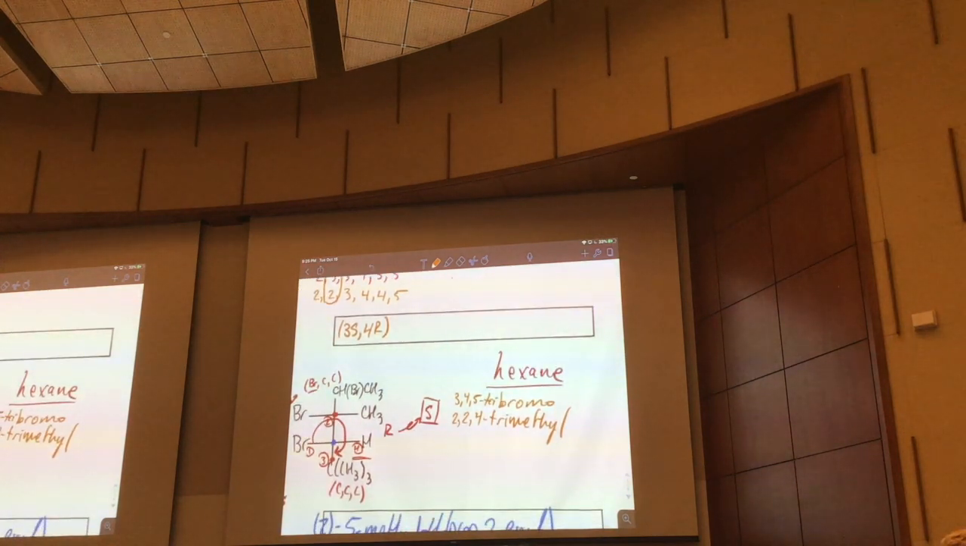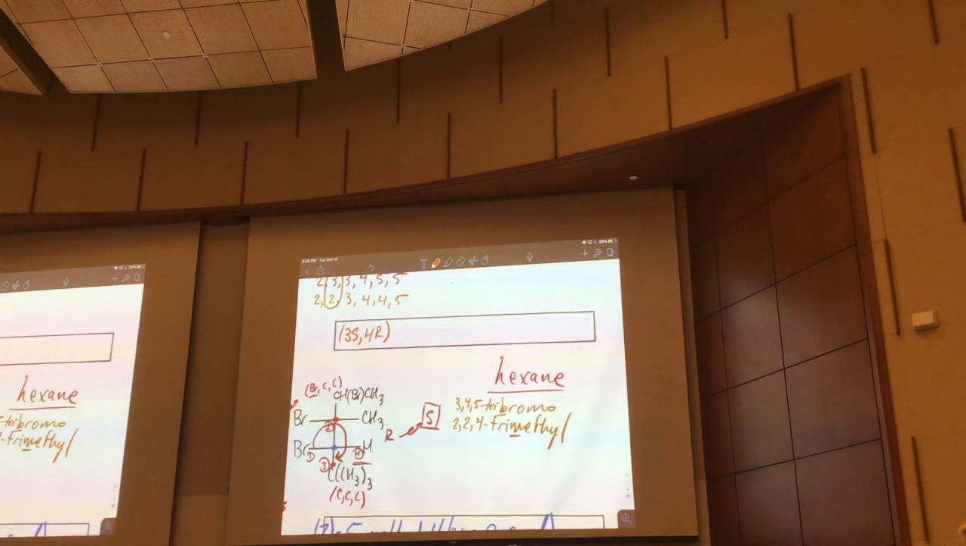So now, when you alphabetize, do you alphabetize with the T, the tri? No, you actually just skip to the first letter of your substituent. So it's B versus M. Which one's going first? Anybody? B. B's going to go first. So we have 3, 4, 5, trimethyl, bromo. After all that, bromo. 2, 2, 4, trimethyl hexane.